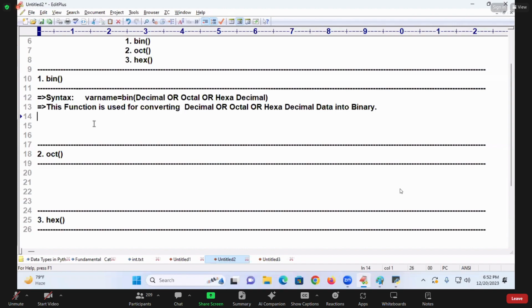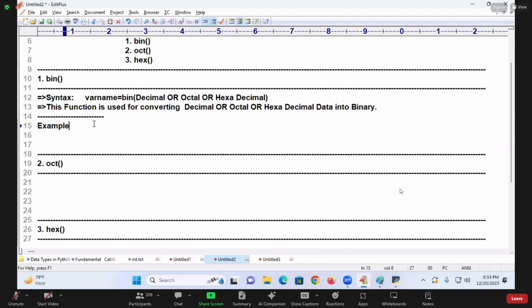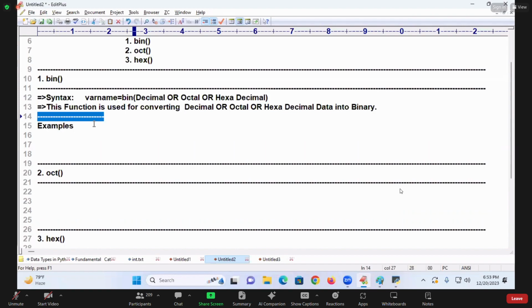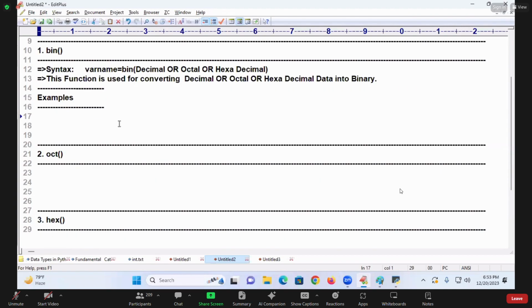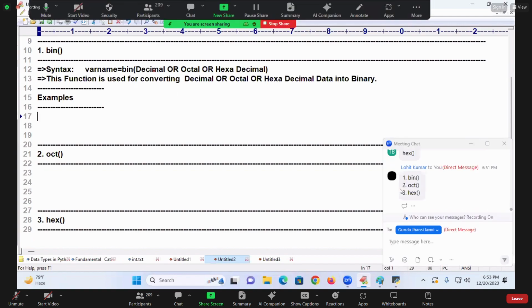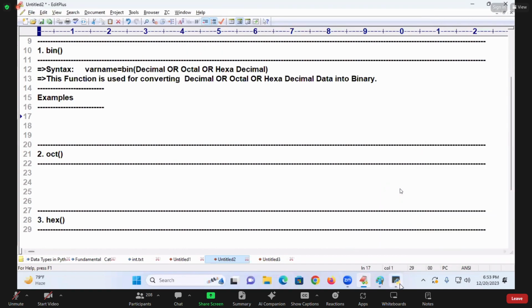Still, if you don't understand, it's a problem. I'm going down to earth. I'm explaining from the lower stage to the professional stage with examples. So if you skip these things now, it's a problem for you. Now I'm going to give you examples. Under that, the first example is decimal to binary, octal to binary, hexadecimal to binary.